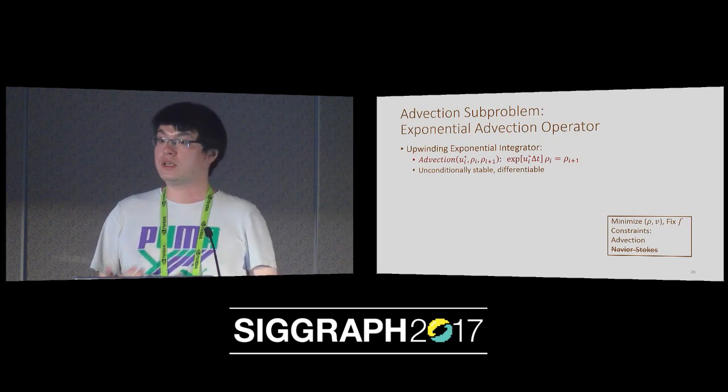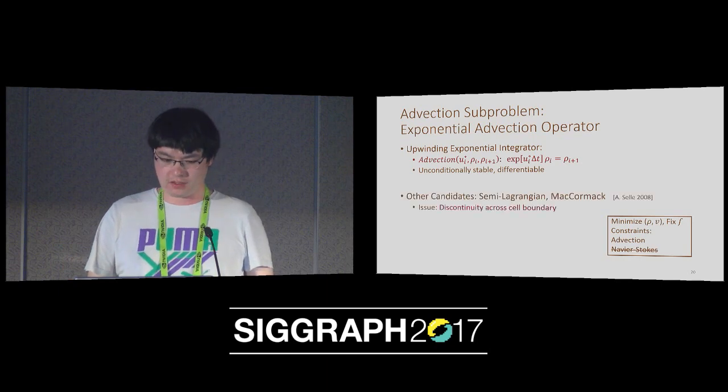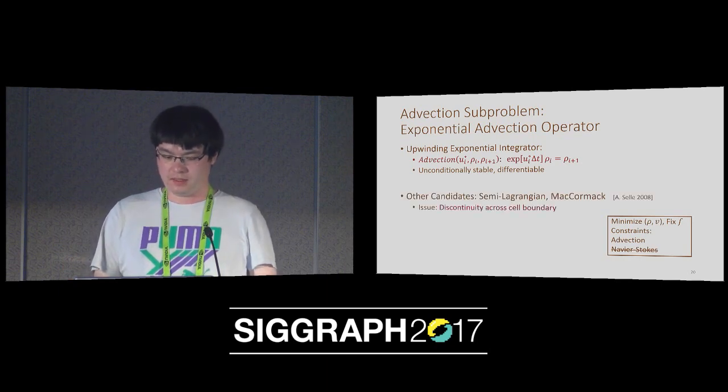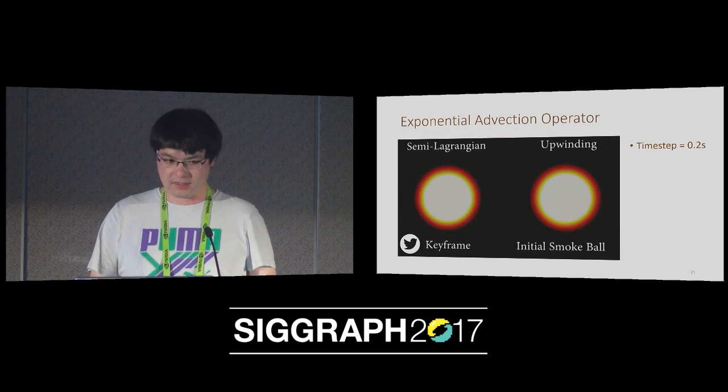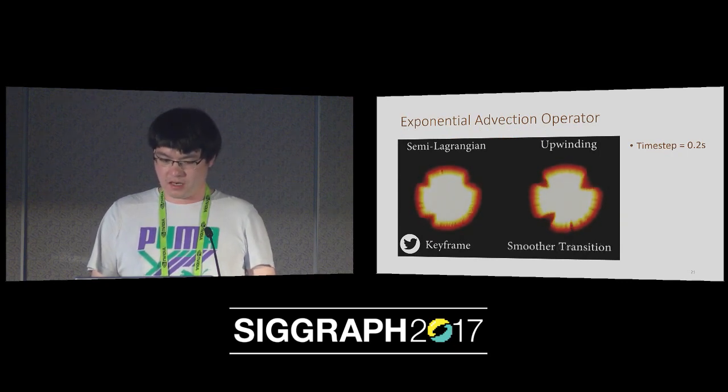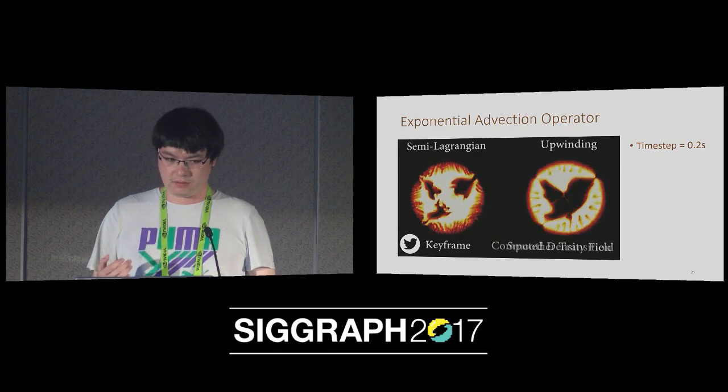Being an upwinding integrator means that we use a fixed stencil. We don't do any cell search as compared with conventional semi-Lagrangian or MacCormack kinds of methods. So it avoids discontinuity across cell boundaries. And as you can see on the right, using our method, we can avoid a lot of local minima and leads to a smoother keyframe match at the very large time step size of 0.2 seconds.